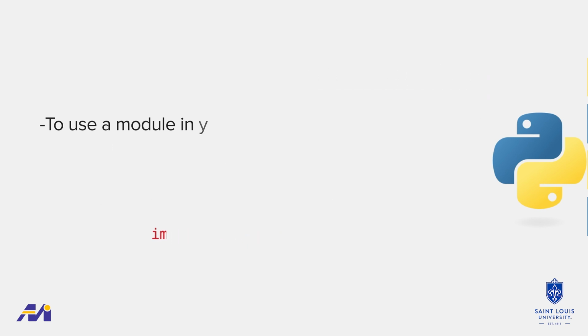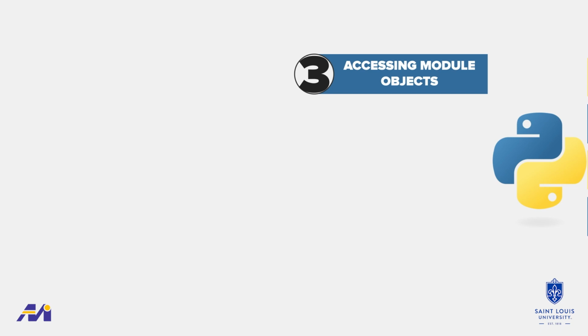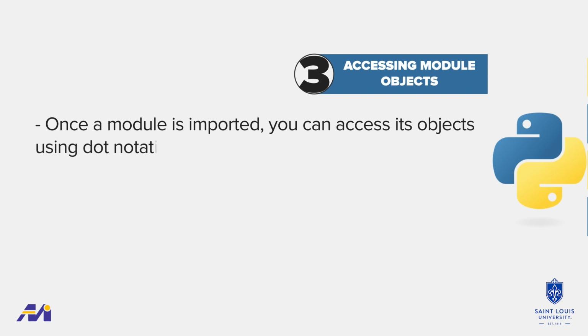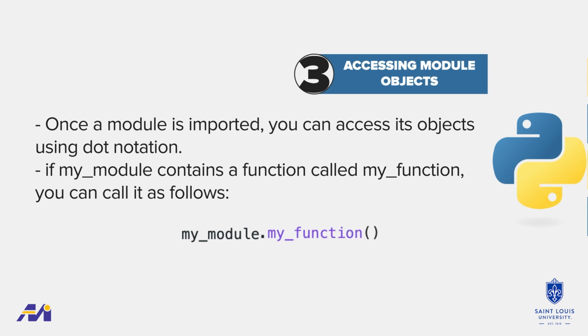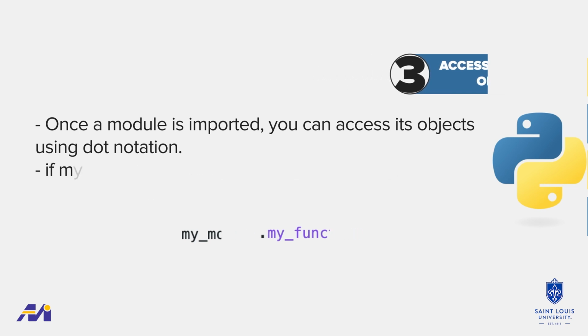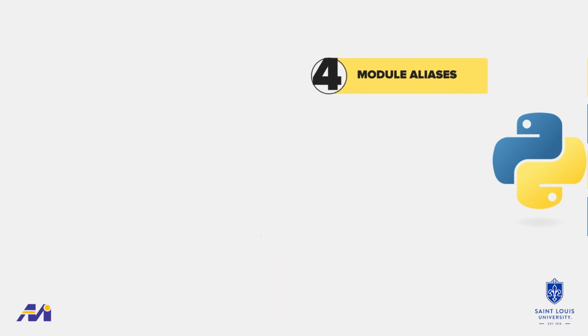The other aspect is accessing module objects. Once a module is imported, you can access its objects using dot notation. If you have a module named myModule and it has a function called myFunction, then to access that function within that module, you will write myModule.myFunction. The other aspect of modules is module aliases.